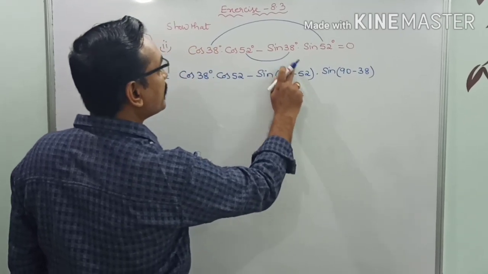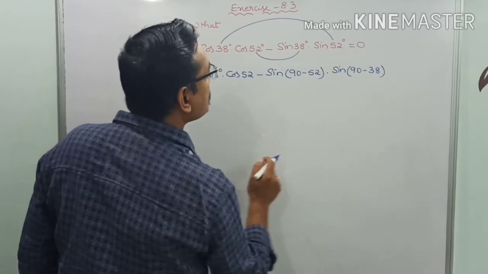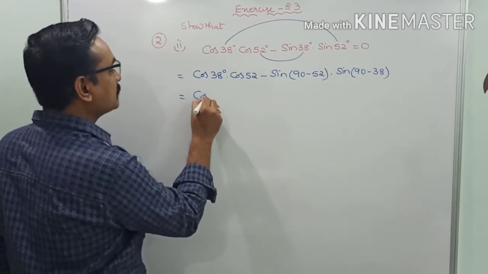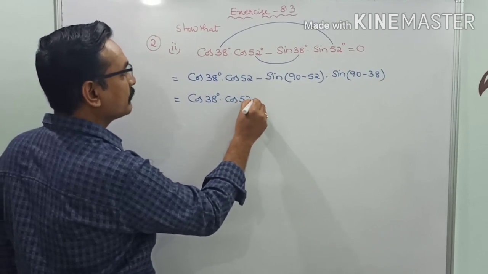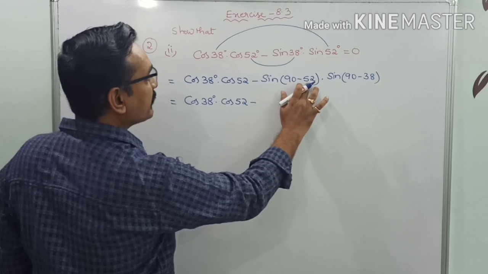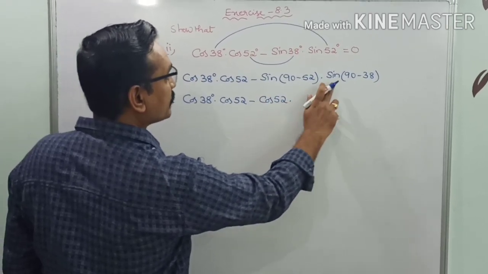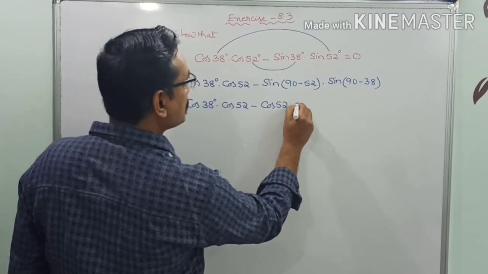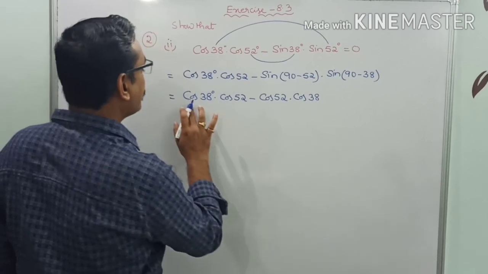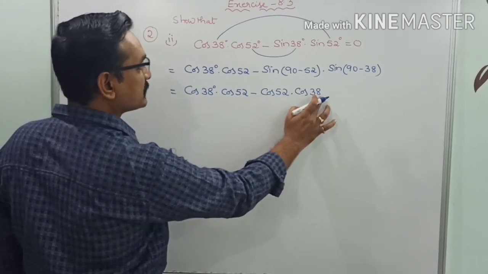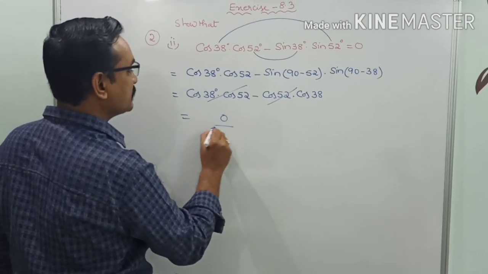So 90 minus 52 we get as 38 degrees. 90 minus 38 we get as 52. Now cos 38 into cos 52 minus sin(90 minus theta), which is cos theta, so cos 52 into sin(90 minus theta) equals cos theta. So cos 38, cos 52, cos 38, cos 52. Both get cancelled, so that equals 0.